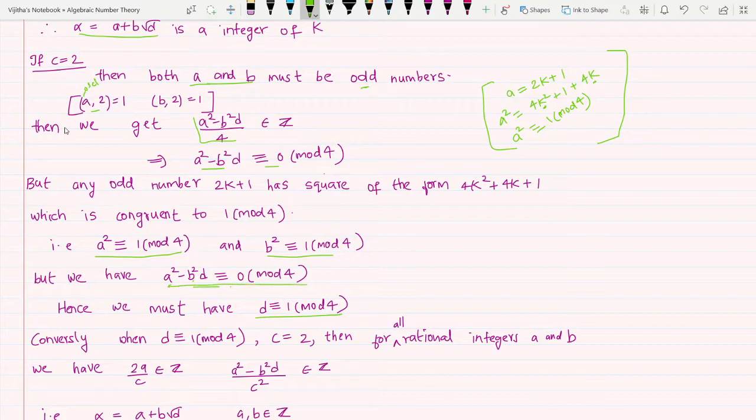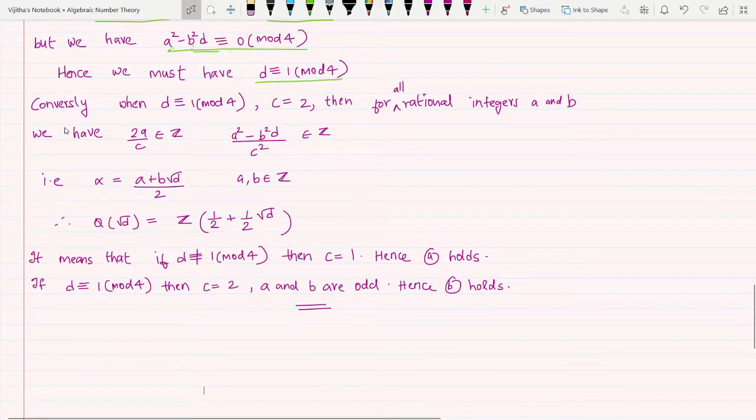From this equation, we have a square congruent to 1 mod 4, b square congruent to 1 mod 4. So a square minus b square d will be a multiple of 4 only if d is also congruent to 1 mod 4. So if c equal to 2, we are getting that d must be congruent to 1 mod 4. Conversely, if d is congruent to 1 mod 4 and c equal to 2, then we see that for all rational integers a and b, we get that 2a by c is an element of z, and a square minus b square d by c square is also an element of z.